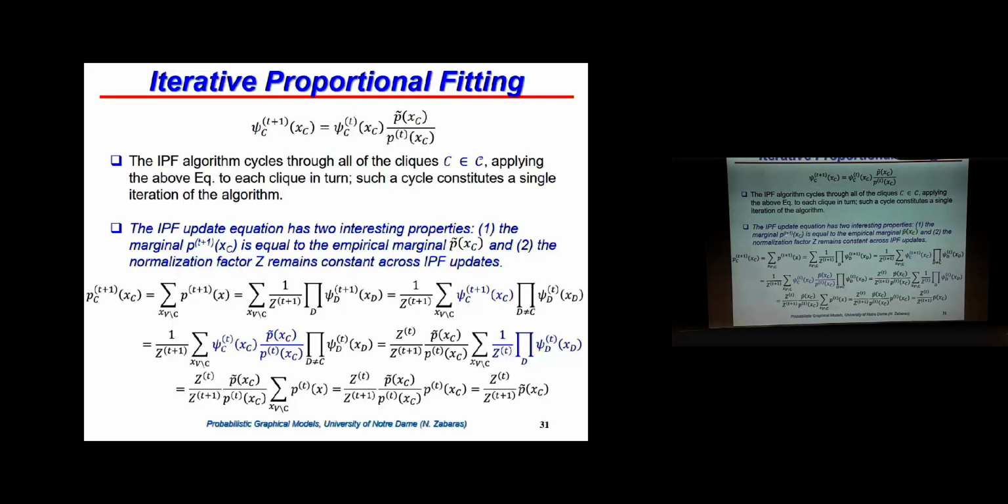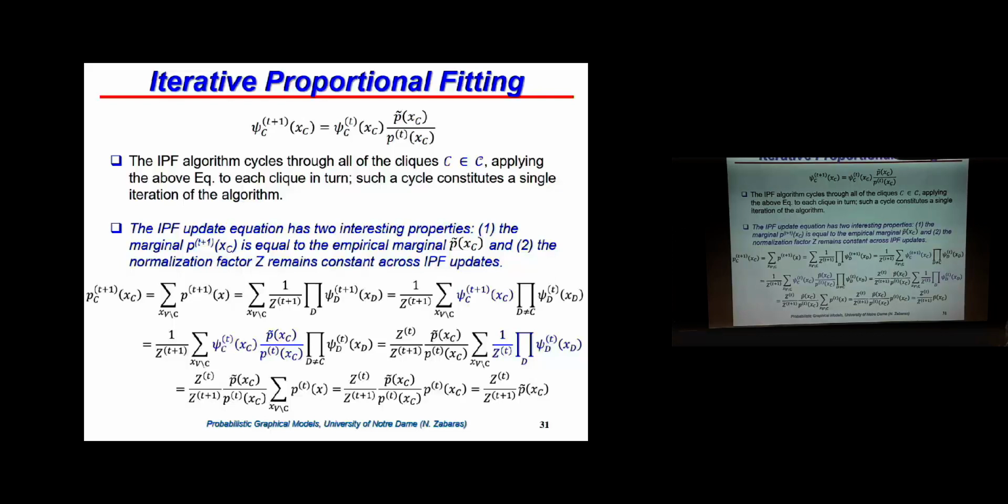Number one, the marginal at every iteration is equal to the empirical marginal. So you know what it means? As you iterate, you satisfy the MLE constraint. So it's not like you keep going and hoping that at the end you will satisfy that the model marginal is equal to the empirical marginal. At every iteration you satisfy that. Nice. And second, the normalization factor does not change as you do iterations.